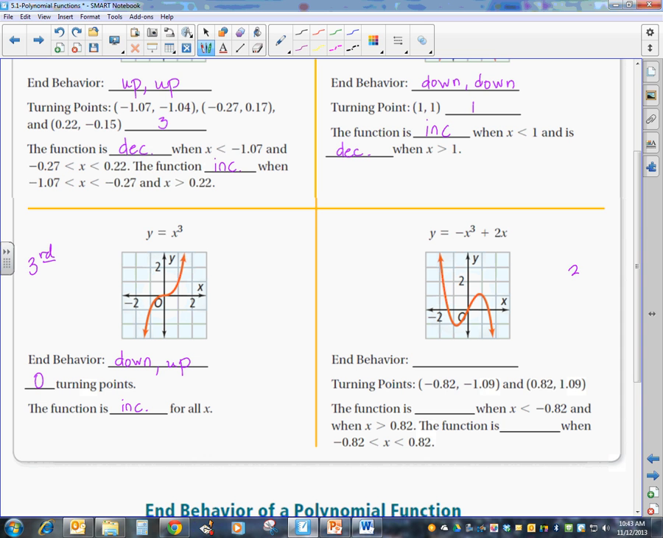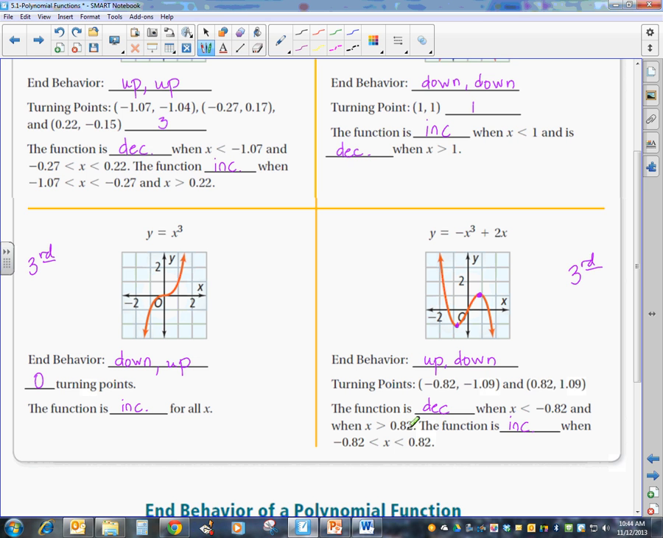Over here, I have a third degree again. My end behavior is the left arrow is pointing up, the right arrow is pointing down. My turning points are here and here. And my function is decreasing when it's less than negative 0.82. Then it's increasing and then it's decreasing again, which is why they gave us two places where it's decreasing and one place where it's increasing.